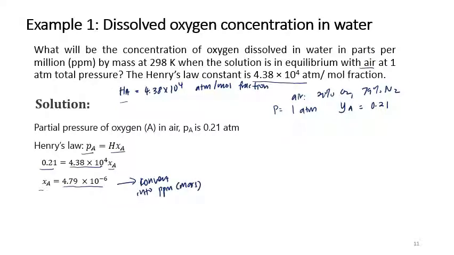So ppm is parts per million. Essentially it's just mass fraction expressed in parts per million. So XA is the number of moles of A, i.e. oxygen, over the number of moles of oxygen plus the number of moles of water, because X is in the liquid phase.